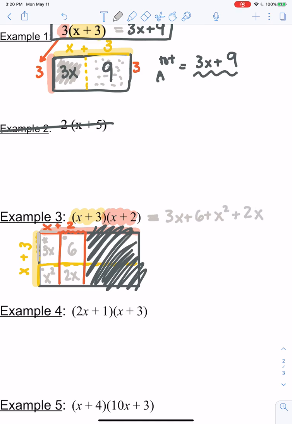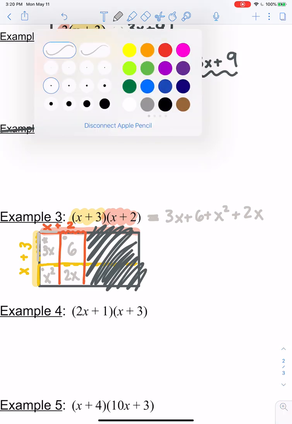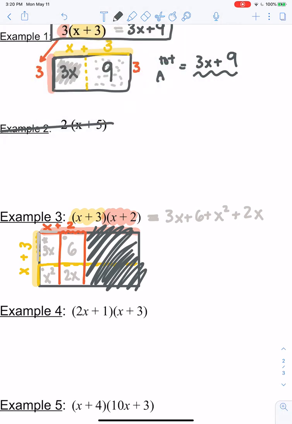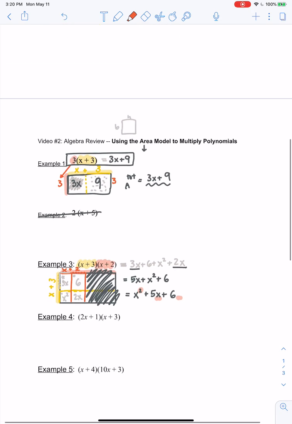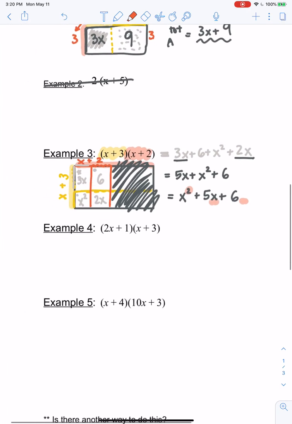Now we want to check, are there any like terms? Because if there are, then we want to combine them. We have 3x and 2x, that's a like term. So 3x plus 2x is 5x. But here, no more like terms. And remember that we usually write this in order of the highest degree, so the x squared, and then x, and then no x. Let's do a couple more examples just for practice.